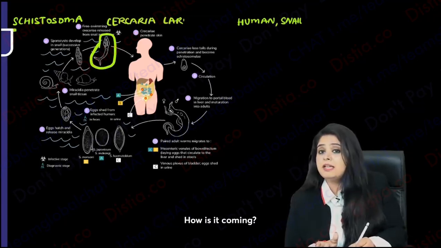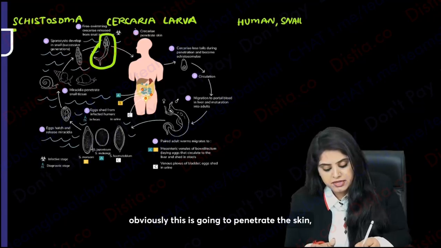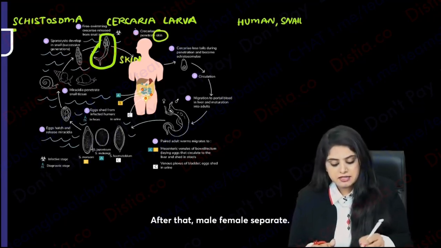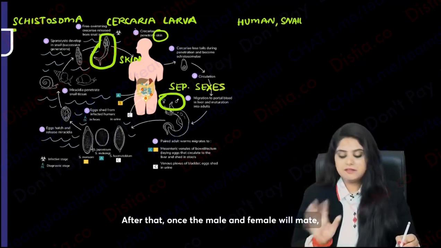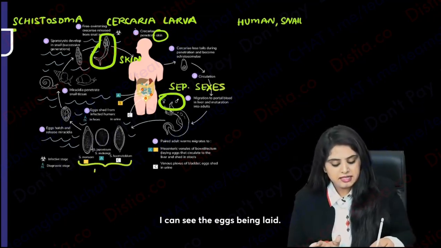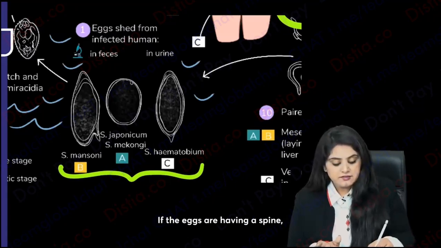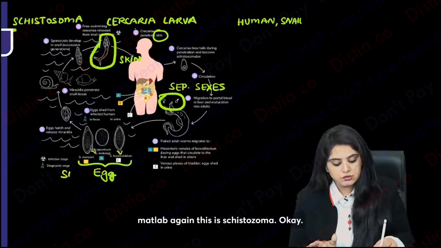Okay, how is it coming? Is it coming by eating or by skin? You will say, obviously this is going to penetrate the skin, so there is going to be skin penetration. After that, male and female separate. Yes, I can see the separate sexes over here. After that, once the male and female mate, I can see the eggs being laid. Guys, how are the eggs? Look at the eggs. The eggs are having a spine. If the eggs are having a spine, this means these are spinous eggs. Meaning again, this is schistosoma.